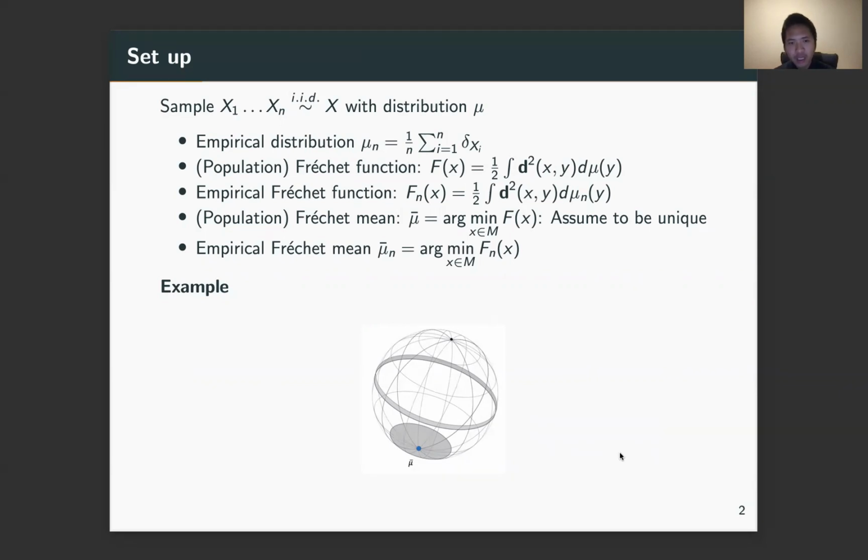We can see an example here in the picture, where M is a sphere, and we have a distribution on the shaded part. It is uniformly distributed on a cap in the lower hemisphere and in the strip near the equator. If the cap is big and the strip is thin, then the Fréchet mean is unique at the south pole.